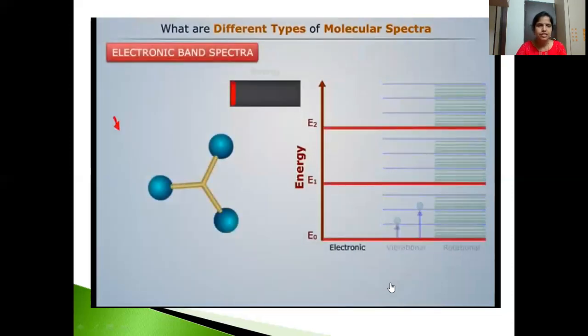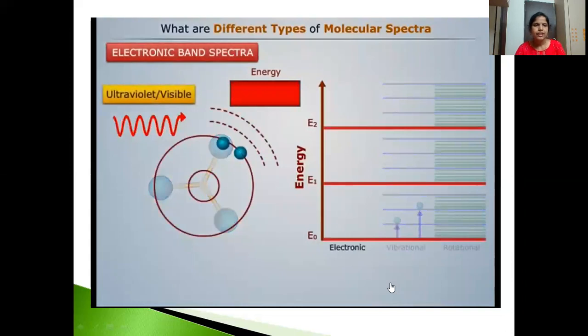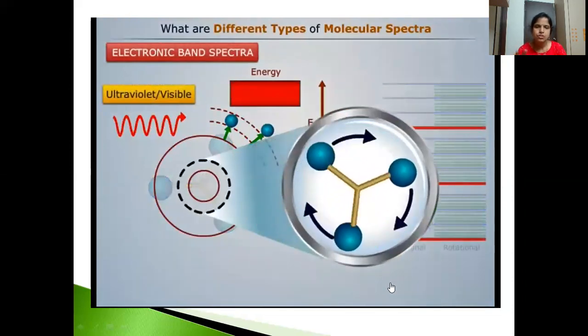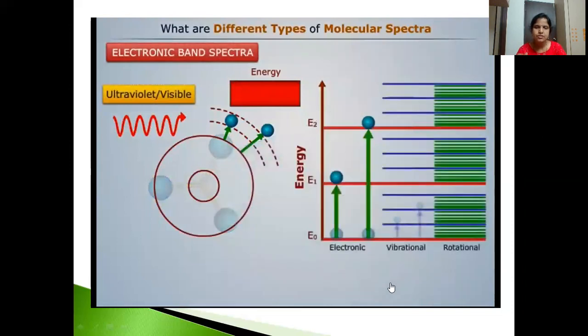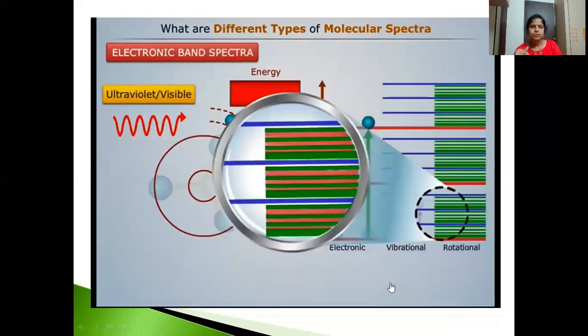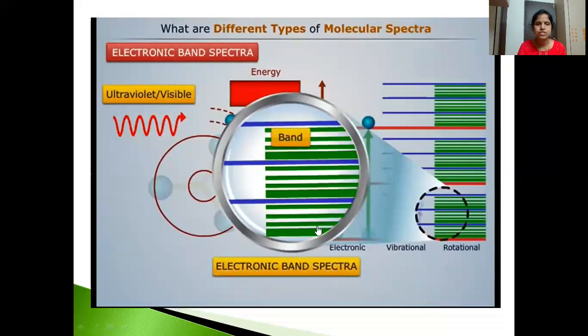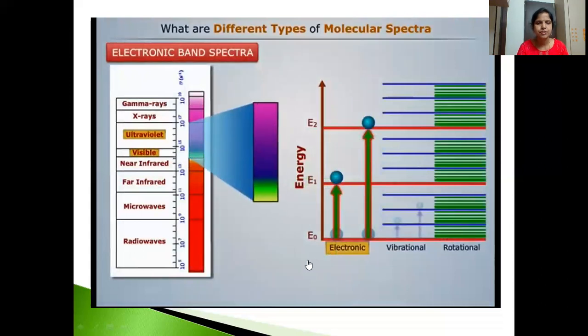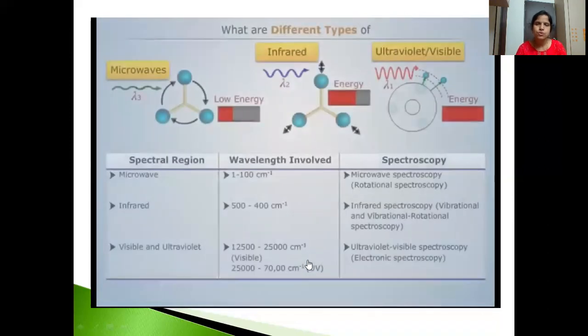Then the third type is electronic band spectra, where again highly energetic radiations are required, such as UV visible. UV visible can cause rotations, vibrations, as well as excitation from one electronic energy level to another. And these vibrational energy levels also have rotational energy levels, which are very close to each other, and that we observe as a band. That's why it is known as electronic band spectra. So UV visible spectroscopy is also known as electronic band spectroscopy.